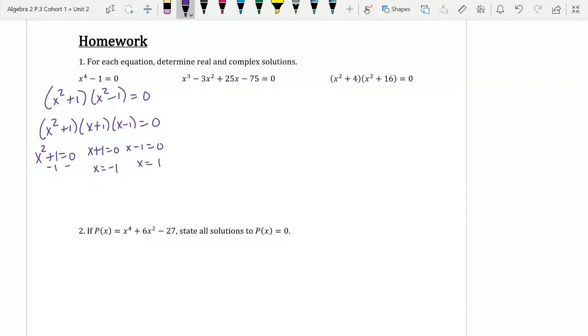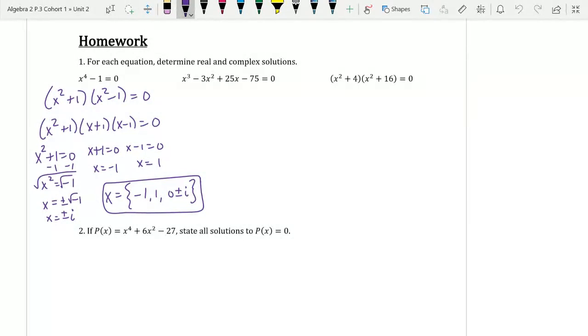This last one, if I subtract 1, I get x squared equals negative 1. Square root both sides, I get x equals plus or minus the square root of negative 1. But we know, since we're really good at complex numbers now, that gives us x equals plus or minus i. So your solution set for number 1 would be negative 1, positive 1, and 0 plus or minus i if I put it in a plus bi form.